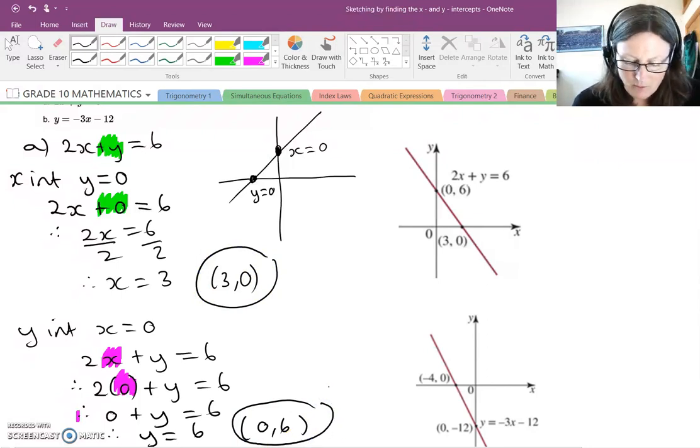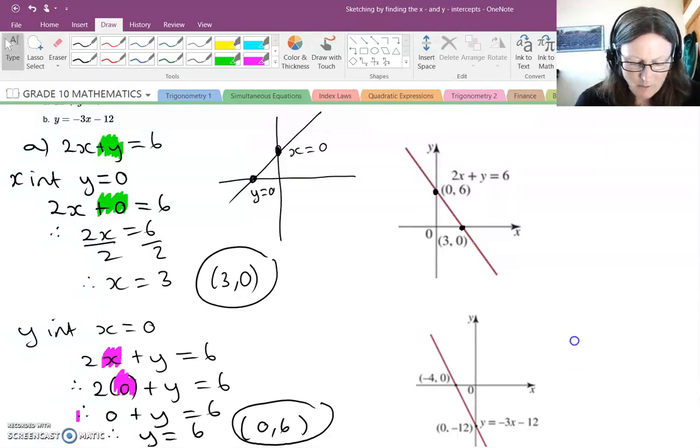So this has already been done, just for ease of the video. Here is the point 3, 0. That is our x-intercept. And here is the plot point 0, 6. That is our y-intercept. So we've plotted them, and then we sketch a line through those 2 points. So we have just sketched that equation, or that line, using the x and y intercept method.